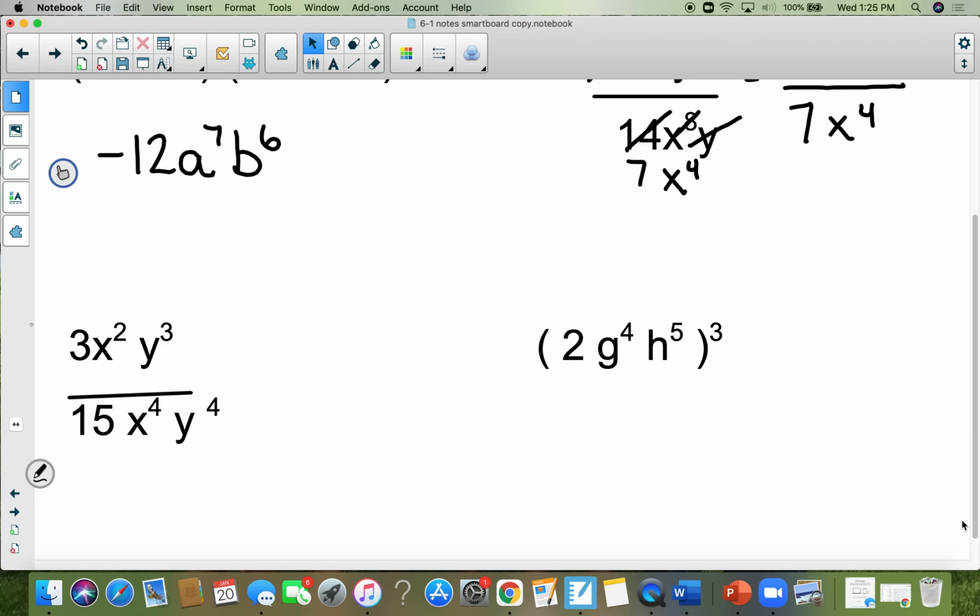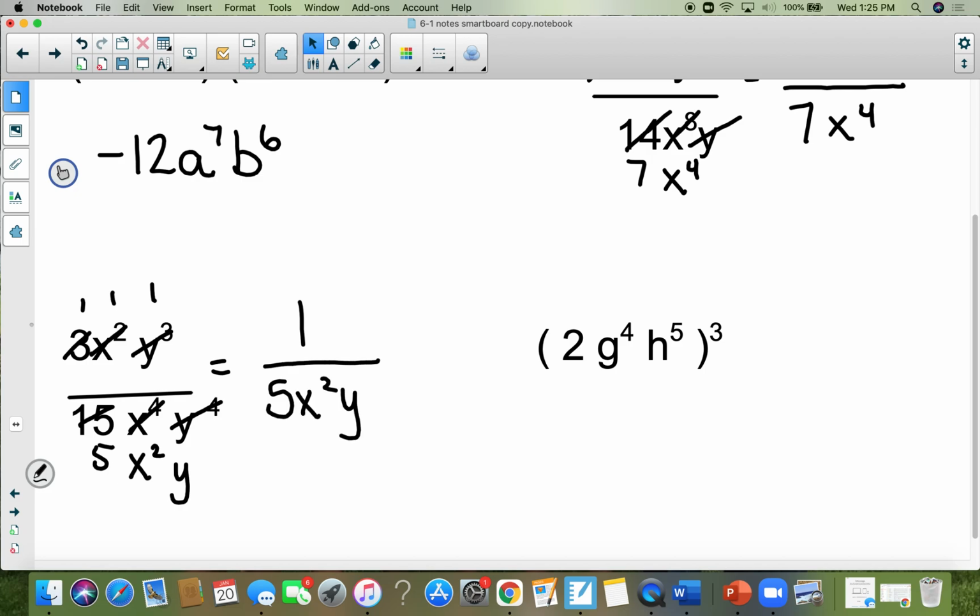One more of these. 1 and a 5. x to the second is a 1, x to the fourth is x to the second, y to the third is 1, y to the fourth is y. Your final answer is a 1 on the top and a 5x squared y on the bottom. The next one, 2 raised to the third. It's not 2 times 3, it's 2 times 2 times 2, 3 times, remember. I told you that 2 to the third is 3 2's. And 3 2's make 8. G to the 12th, H to the 15th.